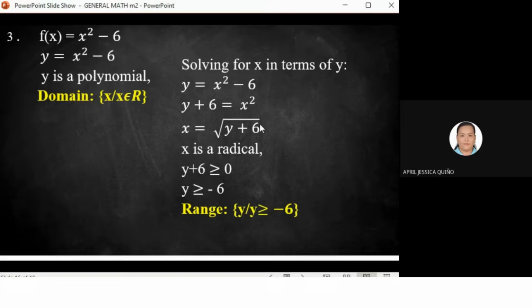Ibig sabihin, yung value ng y natin, it should be negative 6, or greater than that, in order for it not to be a negative number. Kasi nga, sa radical function, hindi pwedeng maging negative yung ating square root, kapag ang index niya ay 2, 4, 6, 8, 10, just like this. So we do have the square root of y plus 6. Therefore, we can only have greater than or equal to negative 6 as our y.